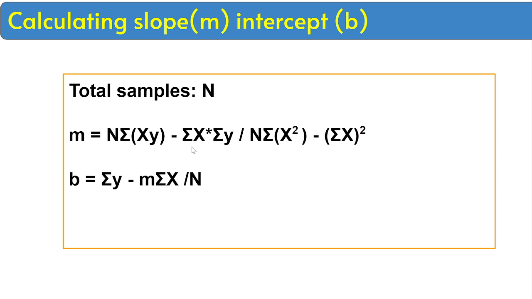And using the value of m, we'll be able to calculate b is equal to summation of y minus slope multiplied by summation of the independent variable, divided by the number of samples. So let's move to our Colab to do the program.